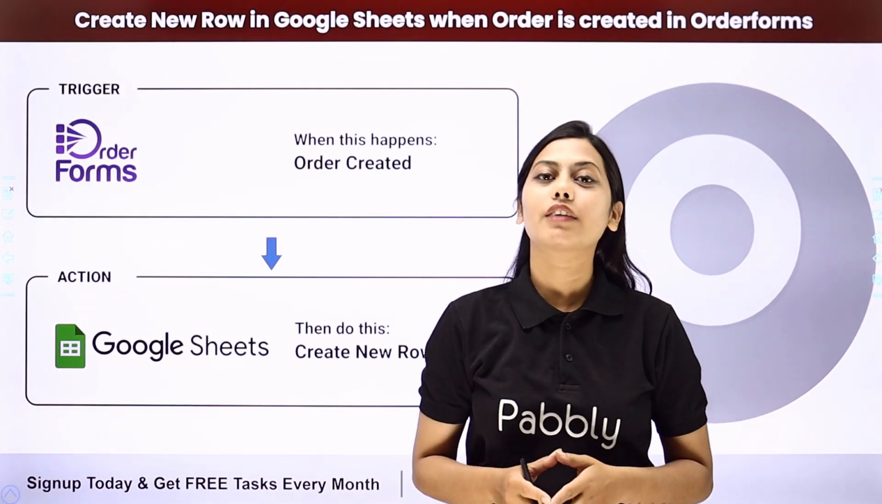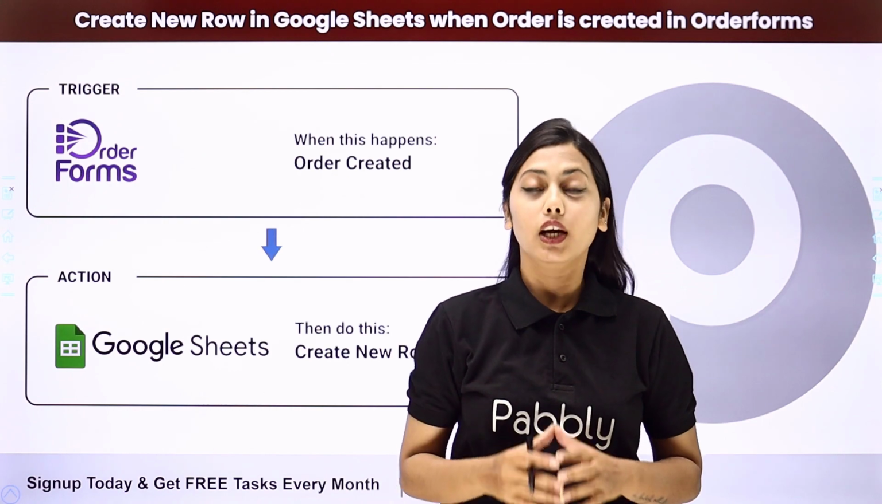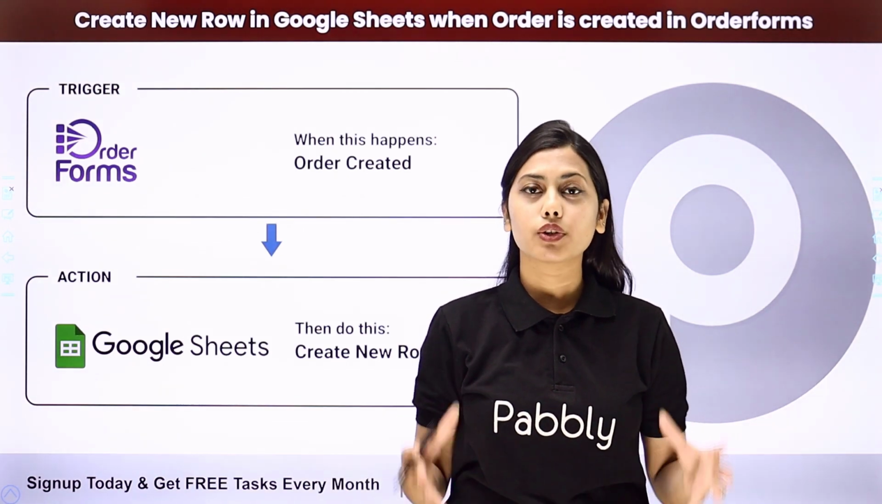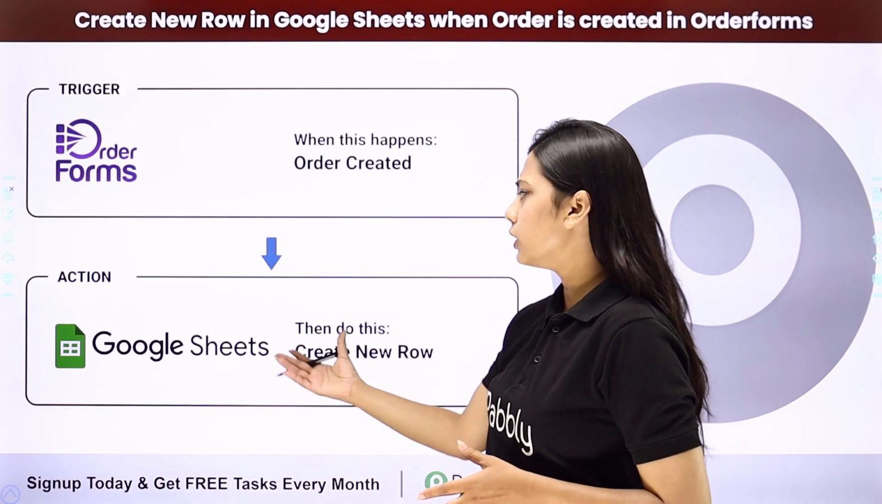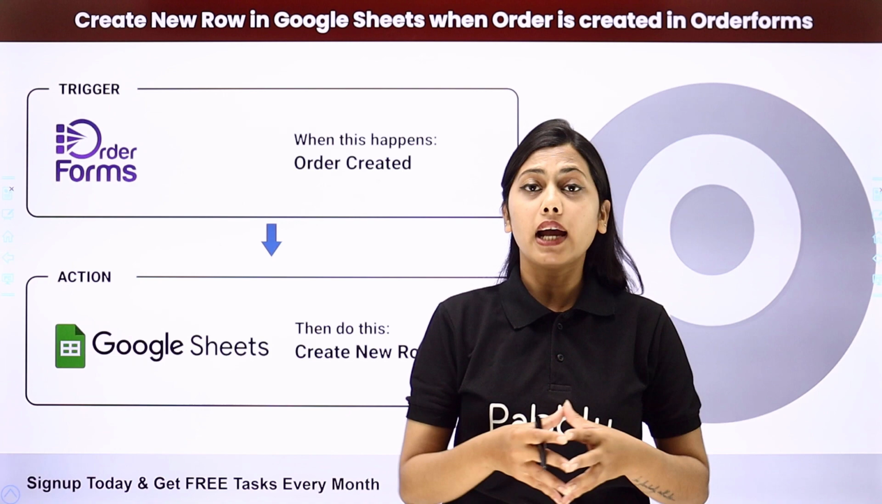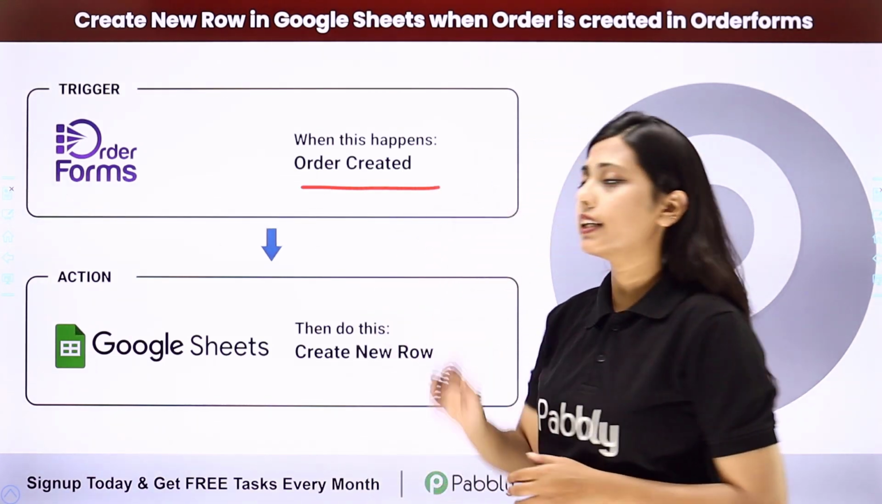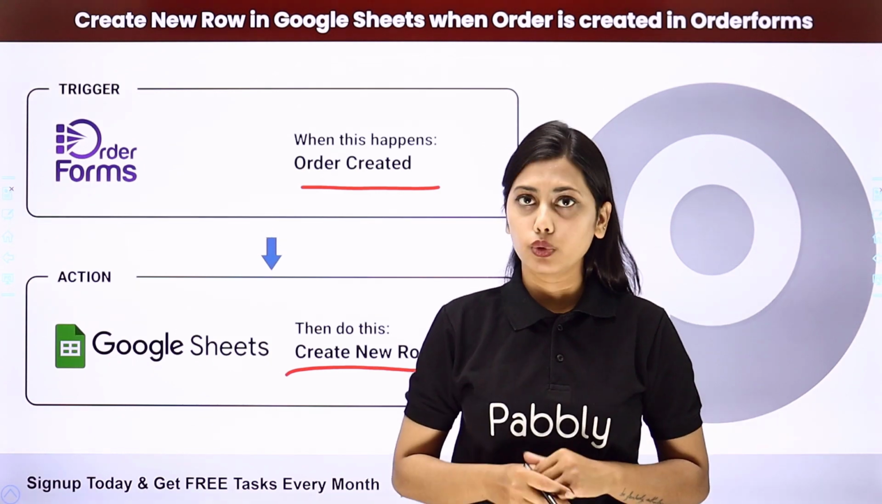Hello everyone, today we will learn how to create a new row in Google Sheets when an order is created in OrderForms. Now OrderForms is software which allows you to take payment from your customer for any product that you have created there, and Google Sheets is a place where you create a data record in a spreadsheet. And if you want that whenever an order is created in OrderForms, that data should be recorded by creating a new row in your Google spreadsheet.